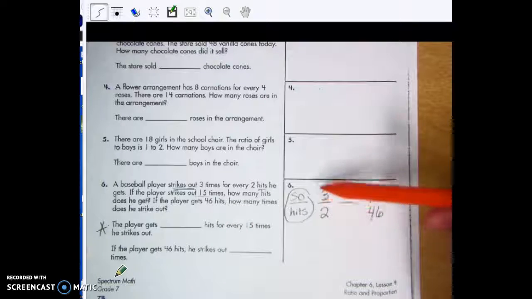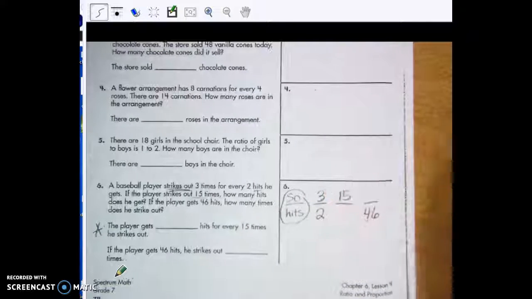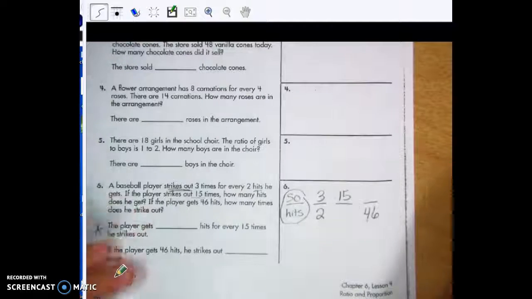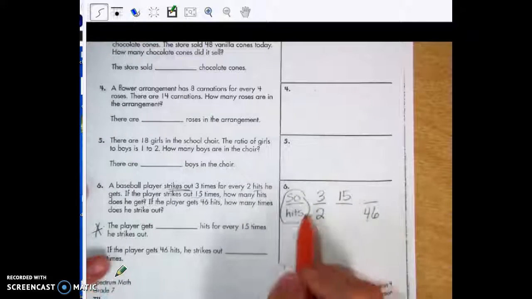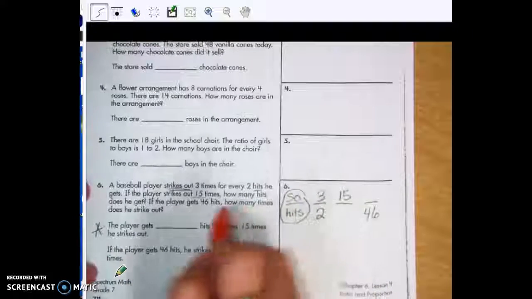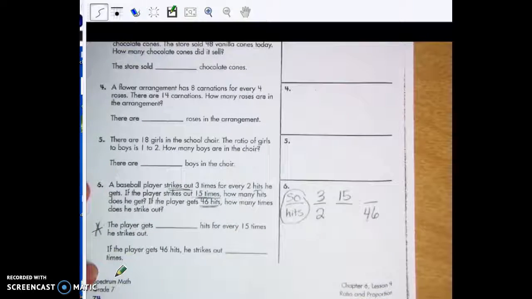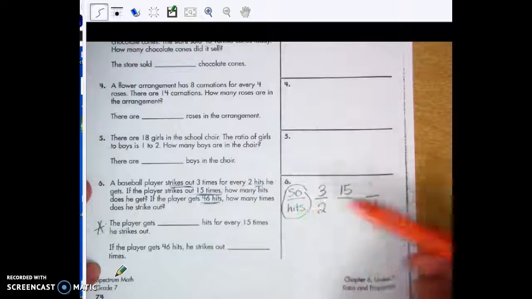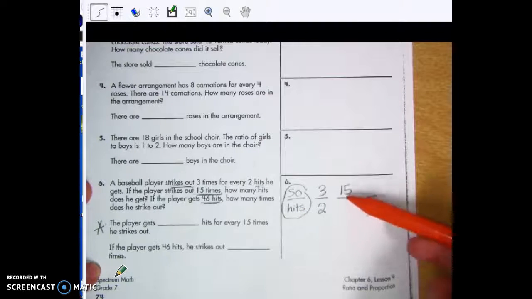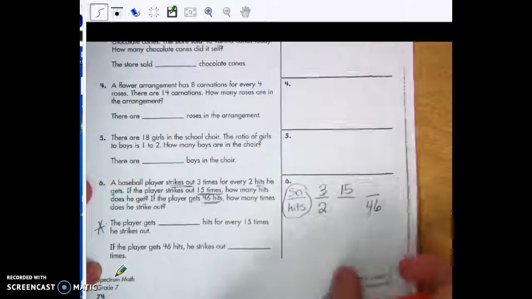Okay, so don't let it confuse you when you have 2. Your ratio is still the same to start with. It's still 3 times he strikes out for every 2 hits, and then you just have 2 different ratios that you have to solve over here. But it's super important that you make sure you have your words in the cloud so you know where the 46 goes and where the 15 goes. These are 2 separate problems, so don't put 15 over 46. That's not going to make sense.